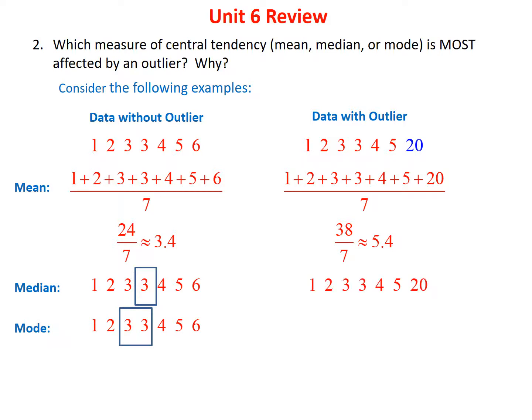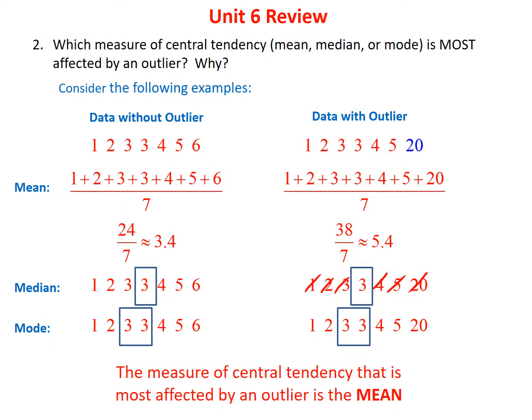If I do my median again, same kind of situation, just cross off 1 on each side and work your way down to the middle. And you notice the median didn't change at all. The median's still 3. And likewise, the mode is still 3. So when you ask the question, which measure is most affected by an outlier, obviously it's the mean. Because notice when we put in an outlier that was much bigger, it caused the mean to go from 3.4 up to 5.4. So when you have an outlier, it affects your mean.